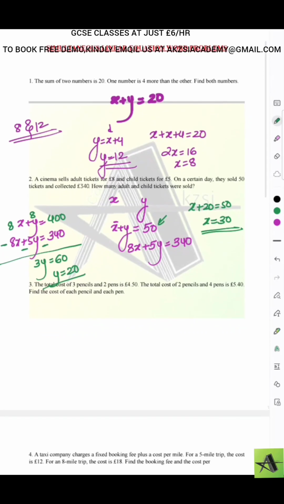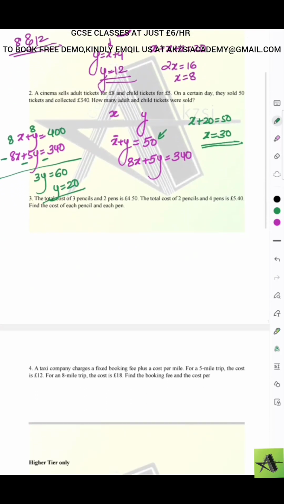Moving on to question number 3. The total cost of 3 pencils and 2 pens is £4.50. The total cost of 2 pencils and 4 pens is £5.40. Find the cost of each pencil and each pen. So let's say pencils be x and pens be y. So 3 pencils and 2 pens are worth £4.5, whereas 2 pencils and 4 pens are worth £5.4.